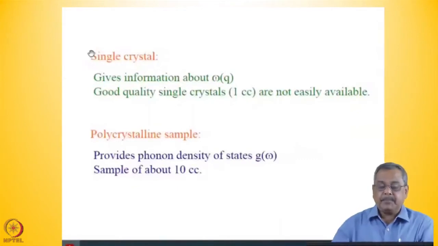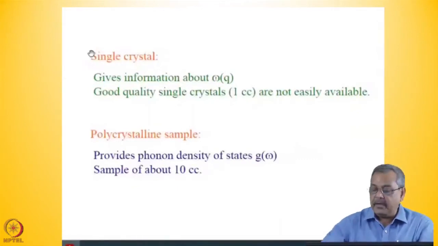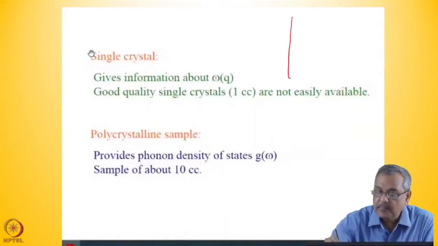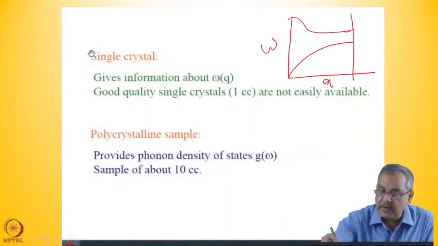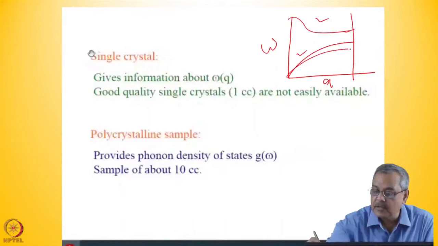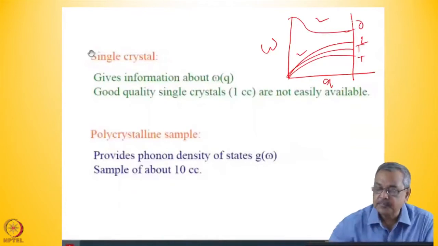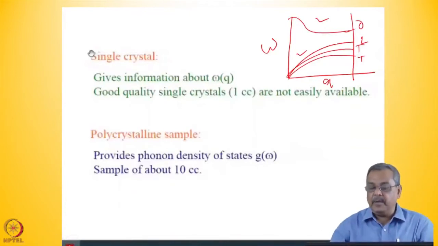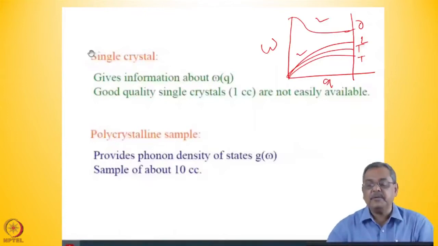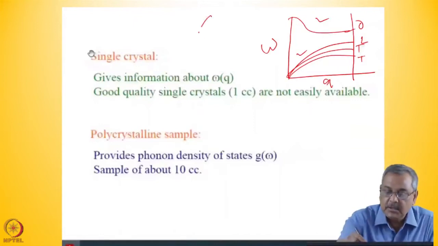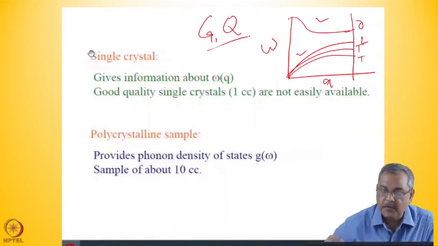So for single crystals, we get information about omega versus Q, and it is an involved process. As I discussed with you so far, these are the dispersion relations, both longitudinal and transverse, acoustic modes, optic modes, and they have to be found out inside the first Brillouin zone, and how we can do the measurements with the choice of G and Q for a single crystal.